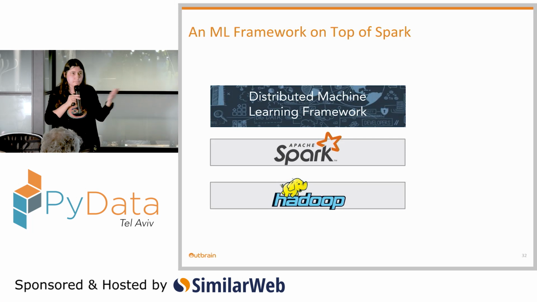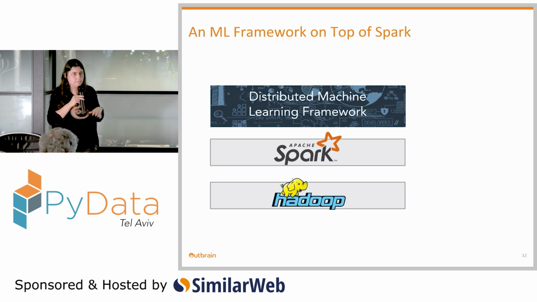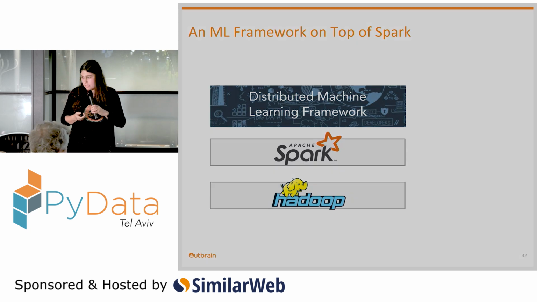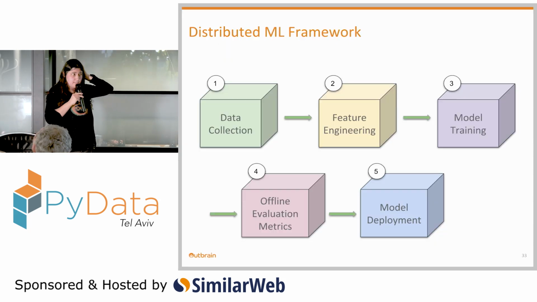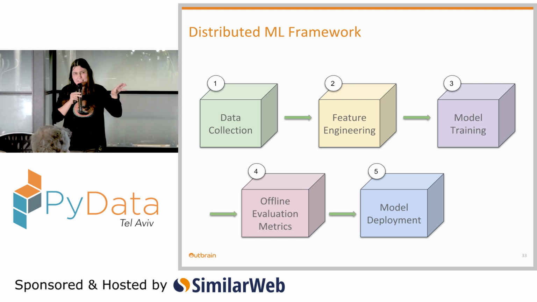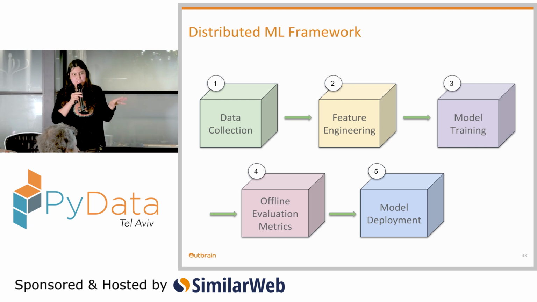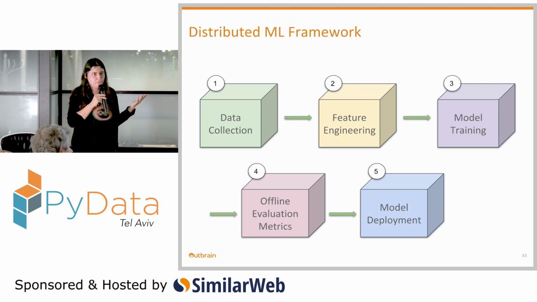So we chose to use Spark. It's fast, it's distributed. All our information is on Hadoop clusters. Actually, it's MapR. We have Spark on top of that, and then we have this application layer where we implemented the machine learning framework. This framework is composed of 5 components. None of these are surprising, but the important thing is that they are decoupled. We have data collection, feature engineering, model training, offline evaluation, and model deployment.